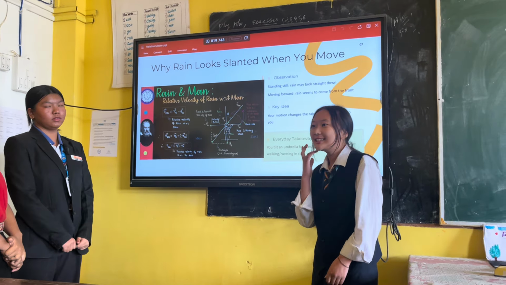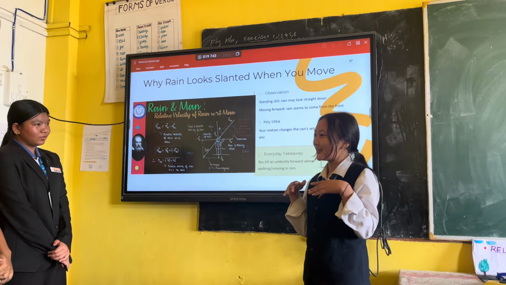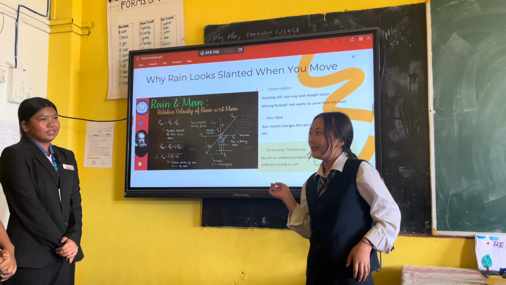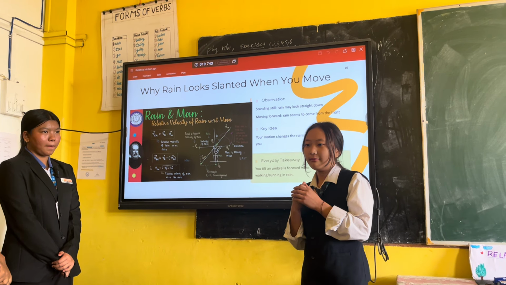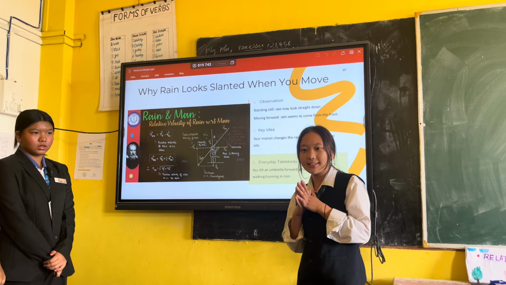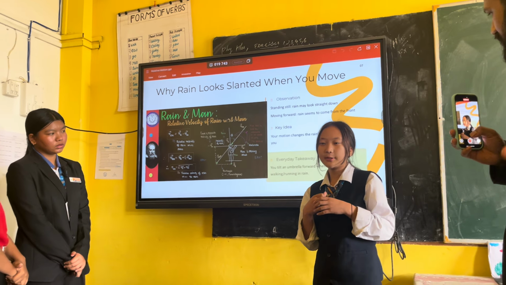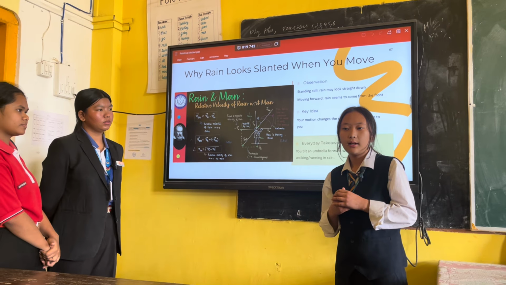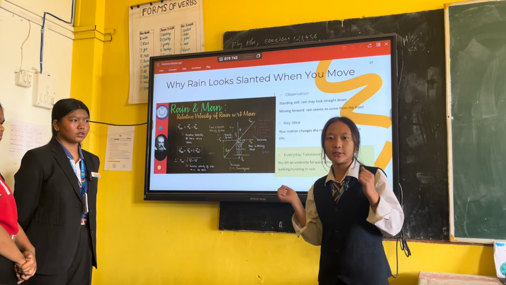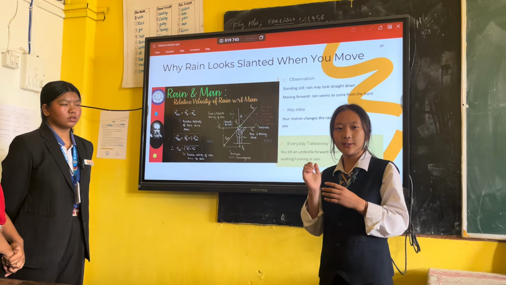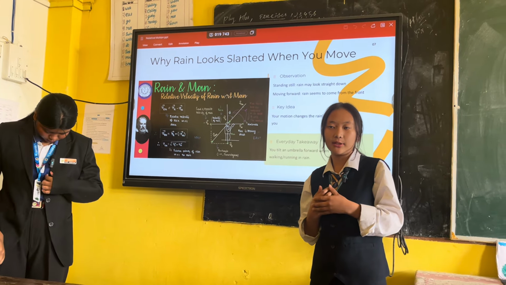So this is a very common real life example of relative motion. Rain falls vertically, and to a person standing still, rain is seen as straight. But when we walk or run, our motion adds a horizontal component. So rain appears to come from the front, and the rain looks slanted. The key point is that rain is falling vertically, but because we are moving, the velocity of rain relative to us changes.